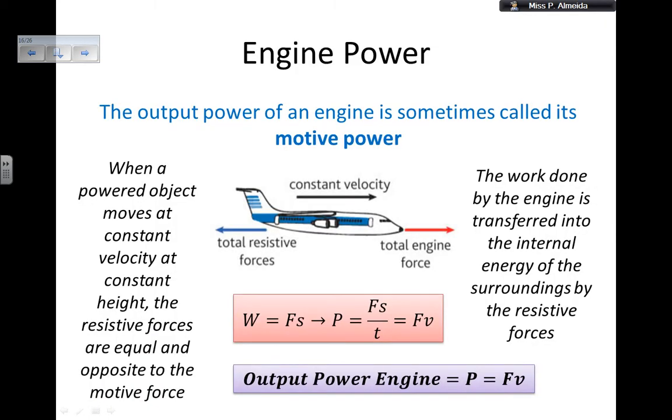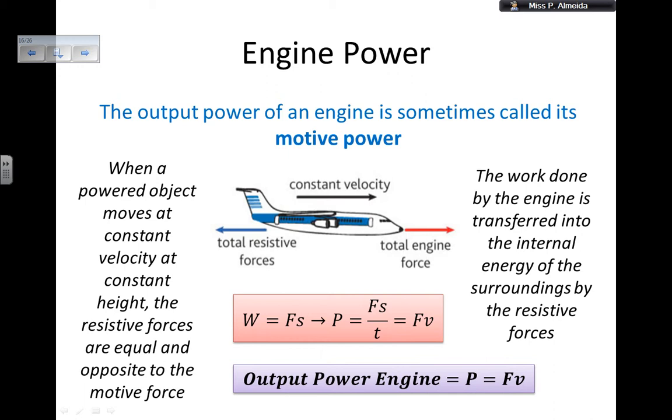Now, imagine that we're talking about something that moves, okay, like for example an airplane in here. Then I can also mention this thing about engine power, okay? So if I have an output power of an engine, I can call it the engine power, the motive power, any of these things, okay? And here in my example I have an airplane at constant velocity.